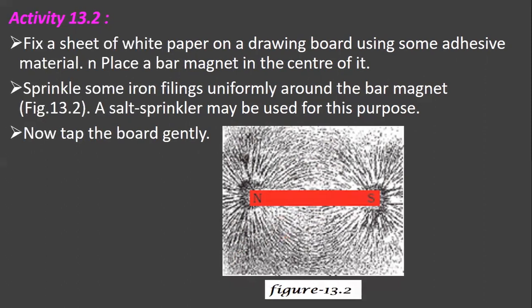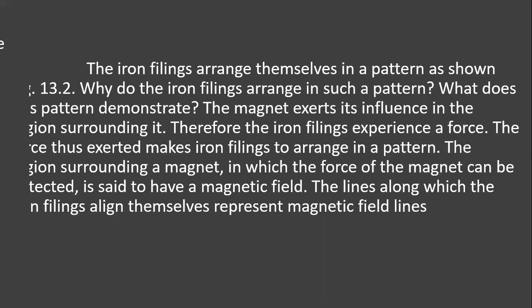See children, why do these iron filings arrange in such a pattern? What does this pattern demonstrate? The magnet exerts its influence in the region surrounding it, and therefore the iron filings experience a force here. The force thus exerted makes the iron filings arrange in a pattern.